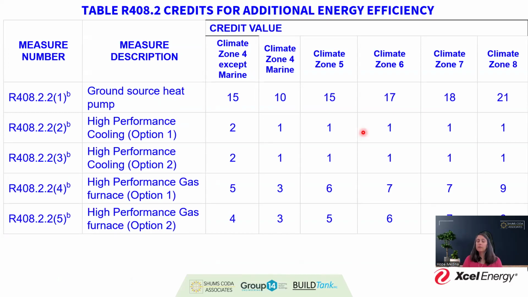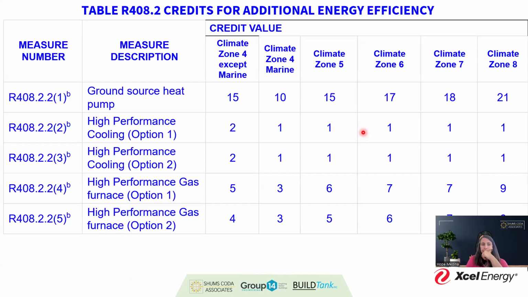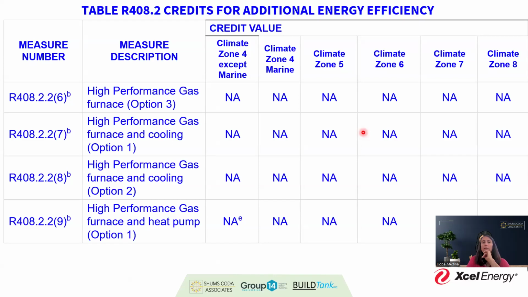Here are some options as far as the mechanical equipment that could get utilized. Again, more mechanical equipment. You'll notice that we have high performance heating and cooling, ground source heat pump that you can get points for. When you start getting into gas appliances, high performance gas furnace option 1 and 2 will give you points. Option 3 through the other options as far as gas and cooling options in our climate zones will give you 0 points.